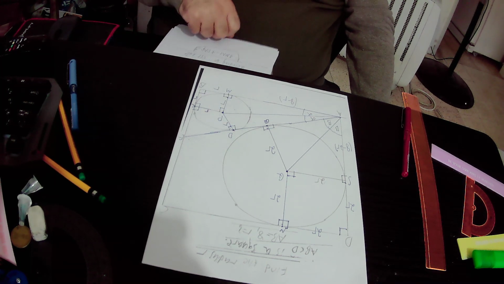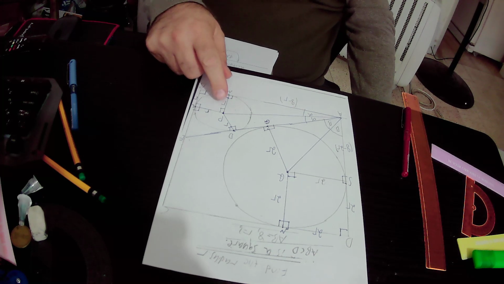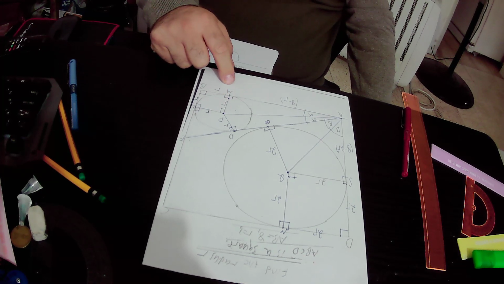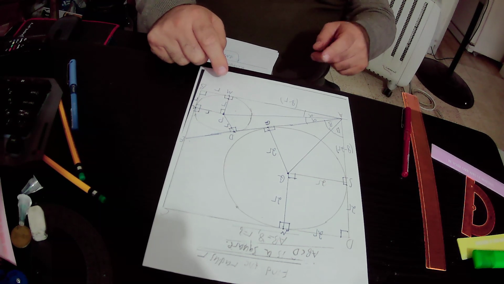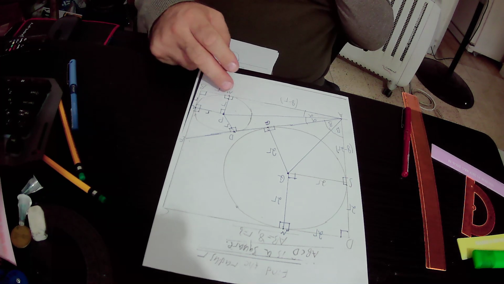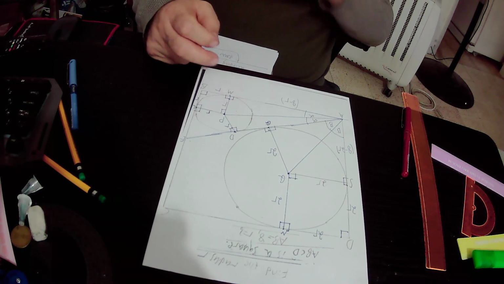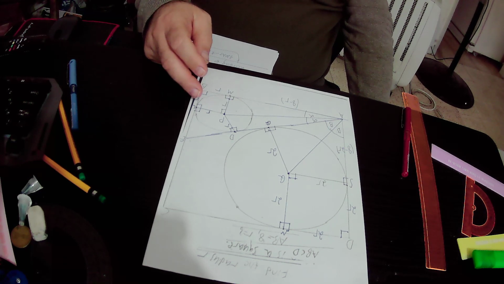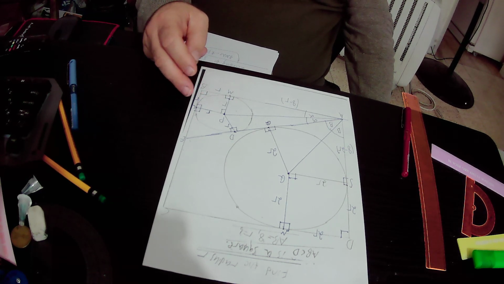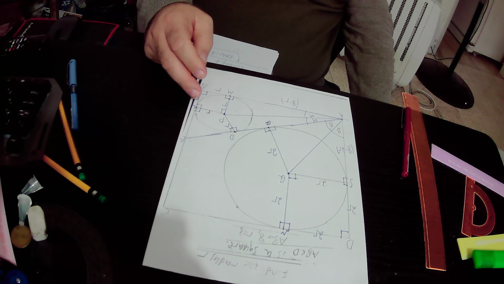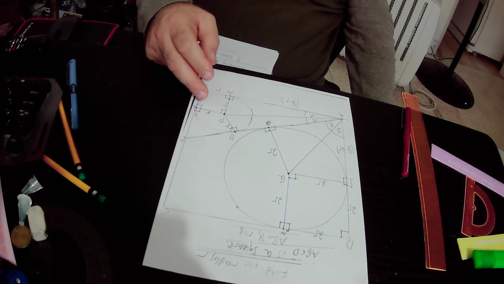So according to rule number one, this radius that is drawn to the point of tangency, that is to say point M, because of this fact, the tangent AB is perpendicular to this radius, that is to say this angle is 90 degrees and this angle is 90 degrees. The same thing is true for this radius that is drawn to the point of tangency, that is to say to point L. Therefore, this tangent is perpendicular to this radius, that is to say this angle is 90 degrees and this angle is 90 degrees.